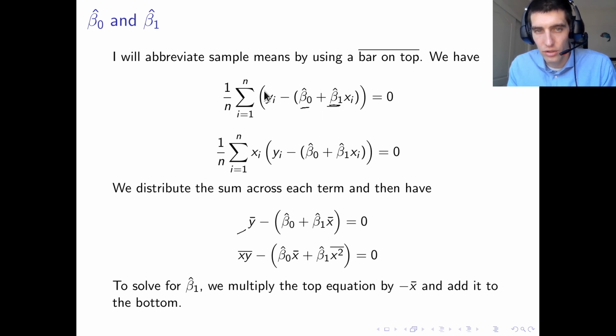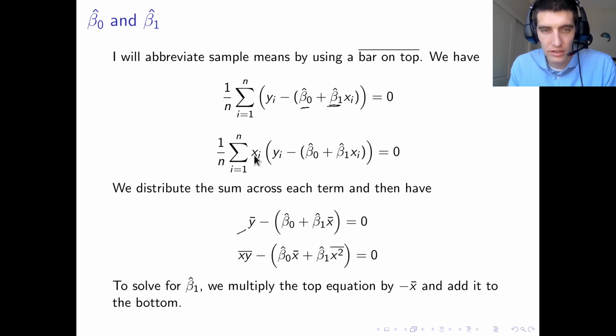And then I do the same thing here, distribute the sample mean to this piece. The beta 1 can come out, and then I'm taking the sample mean of the xi's. So that is this here. Okay. And then I'll do the same thing on the bottom.